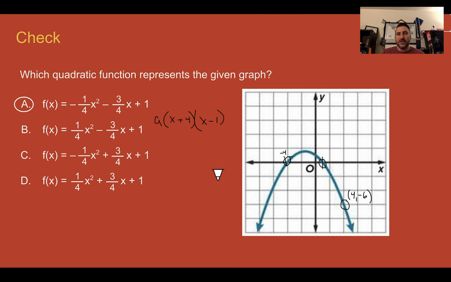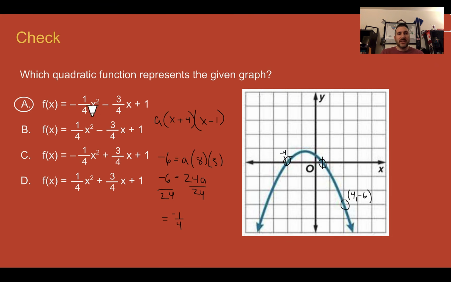So when I'm trying to figure this out, I need it to equal negative 6. And I'm going to plug in 4. So 4 plus 4 would be 8. 4 minus 1 would be 3. 8 times 3 is 24. So I would have 24a equals negative 6. Divide by 24, and I would end up with 1/4. So a must be equal to negative 1/4.